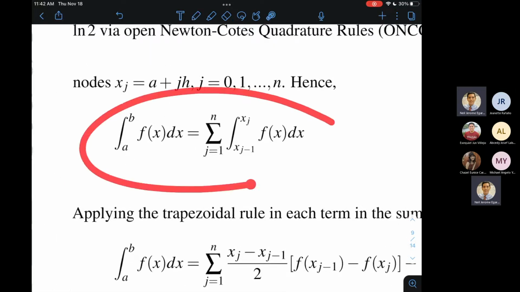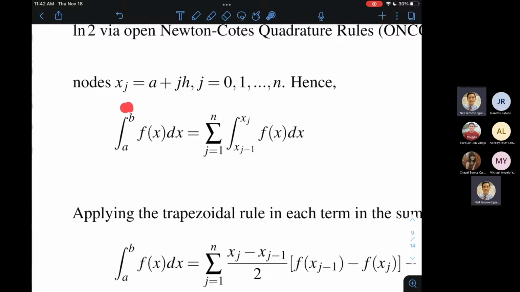So, appeal muna ako sa linearity ng integral. Yung interval AB, hinati-hati ko into subintervals x sub j minus 1 until x sub j. Tapos, yung sum ng mga integrals na yon ay magiging equal dun sa actual value dun sa buong original interval. Alright? Tapos, sa bawat isang integral dun sa kanan, sa bawat isang ito, gagamitin ko yung trapezoidal rule.